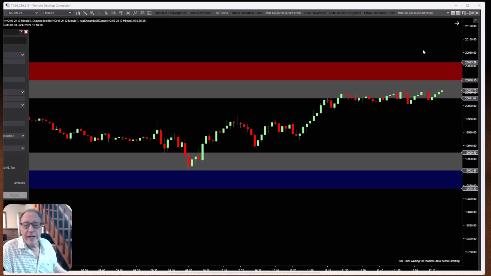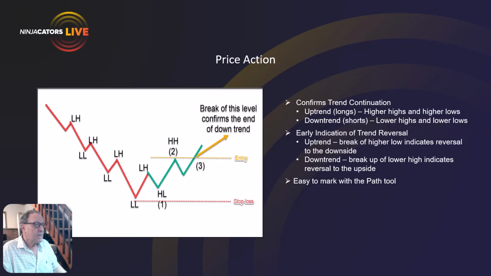So, just to quickly review price action, in its purest form, it's going to be following higher highs and higher lows in uptrends and lower highs and lower lows in downtrends. Let me go ahead and show you. So for example, in this nice downtrend over here, we see a lower high and a lower low, lower high and a lower low, lower high and a lower low. As long as we continue to see these lower highs and lower lows, we know that we're in a downtrend.